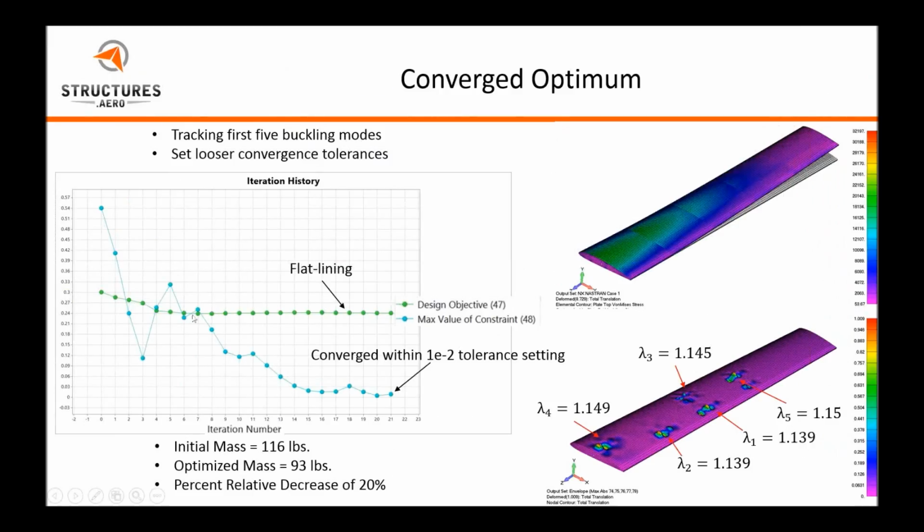So I'm going to go back to the PowerPoint. And so here we see a different mass decrease. It's flatlining, it's converging. And we see that our max constraint comes down in the range of 0 or less than that 2%. And we dropped from 116 pounds to 93 pounds. And we were able to basically optimize our size, our different plate thicknesses, and our different wing sections, and size them down all the way up until they hit their buckling constraint of 1.15.